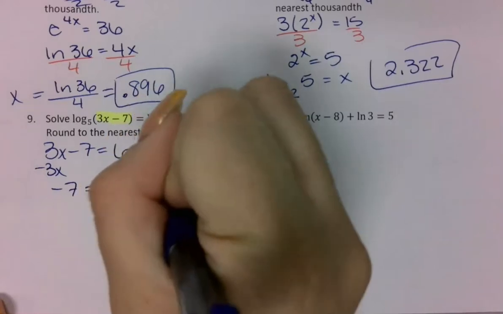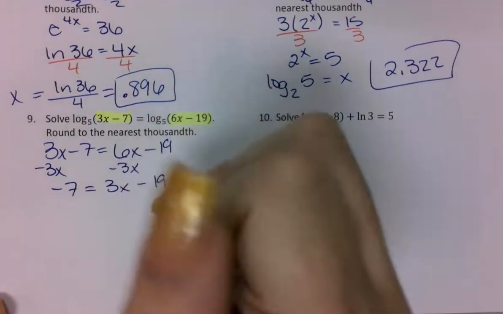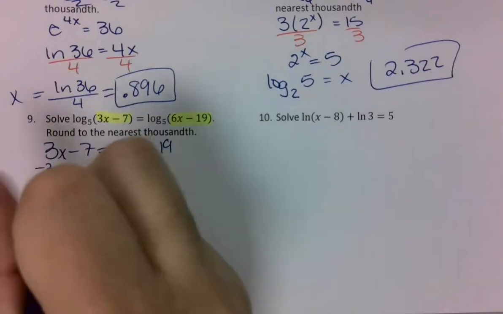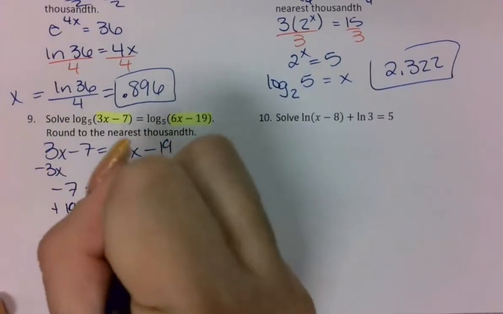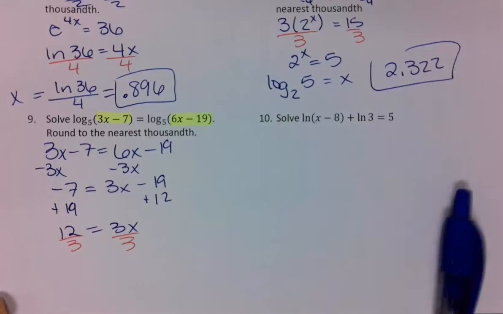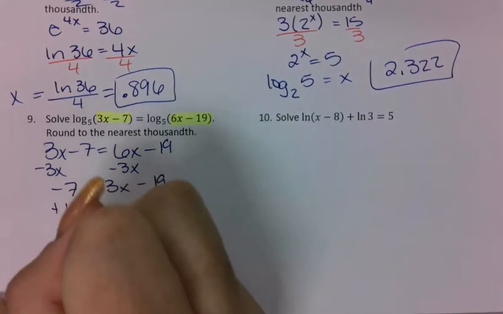And then I have negative 19. I want to go ahead and add 19 to both sides. That gets me 12 equals 3x. I can go ahead and divide both sides by 3. And I get x equals 4.